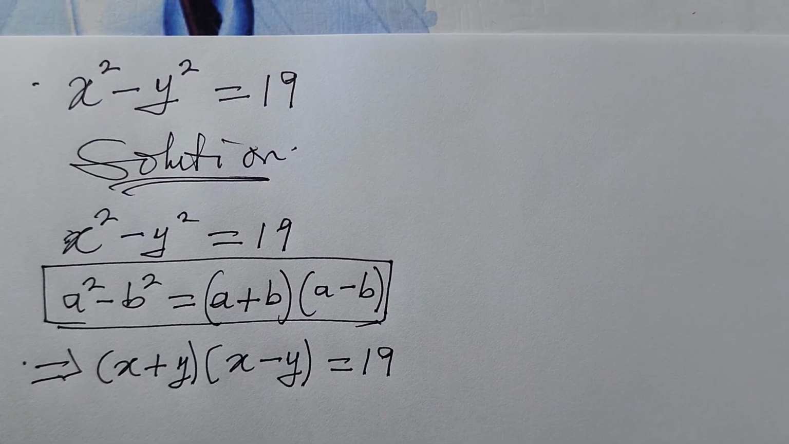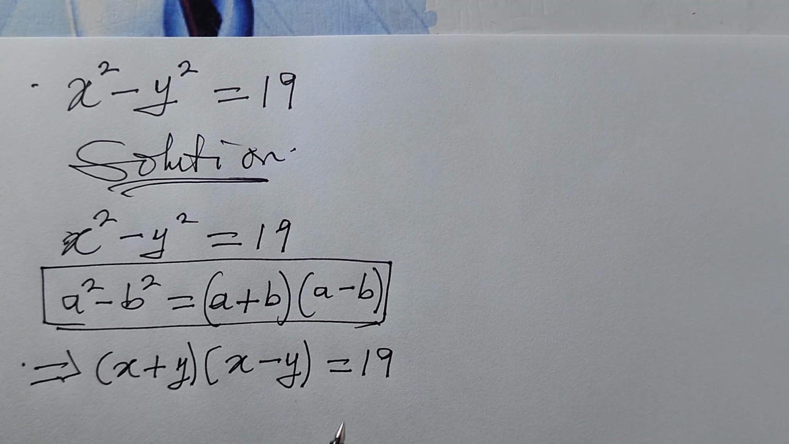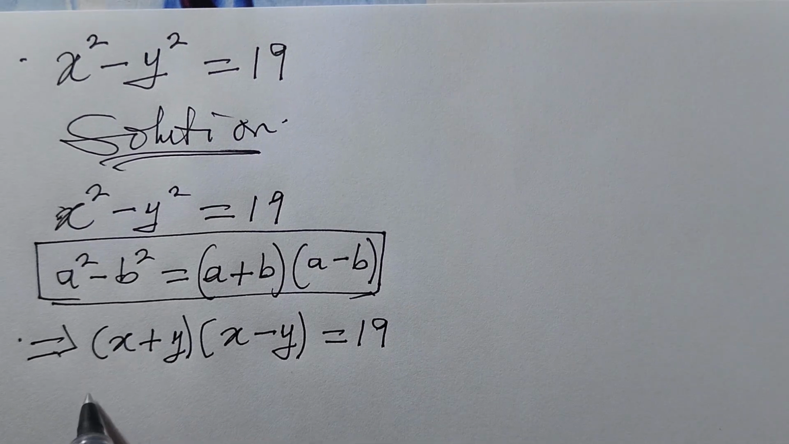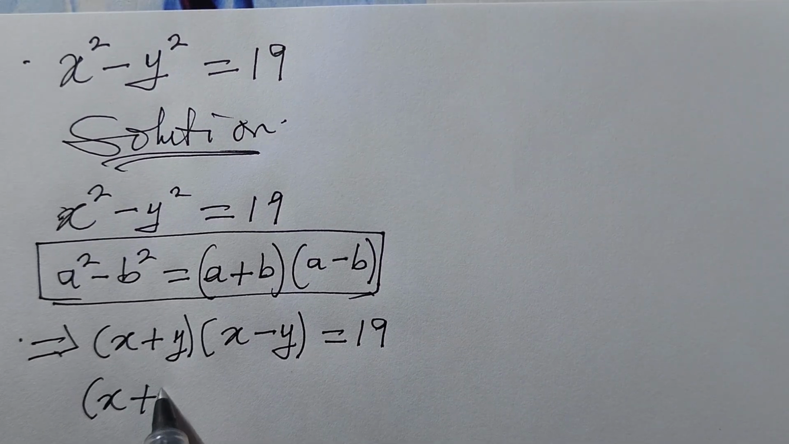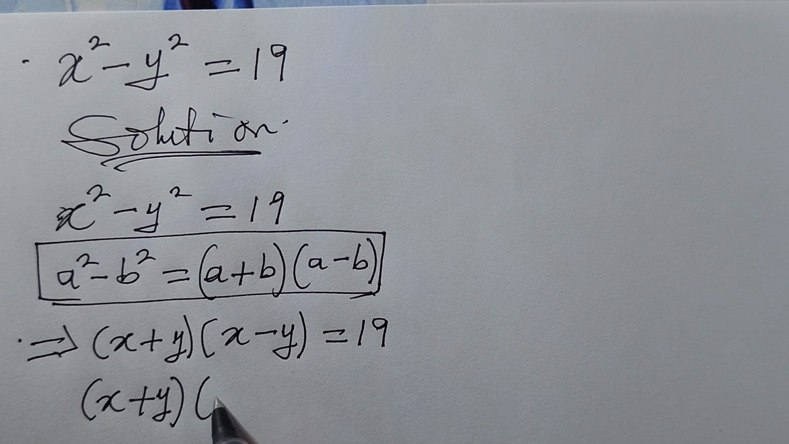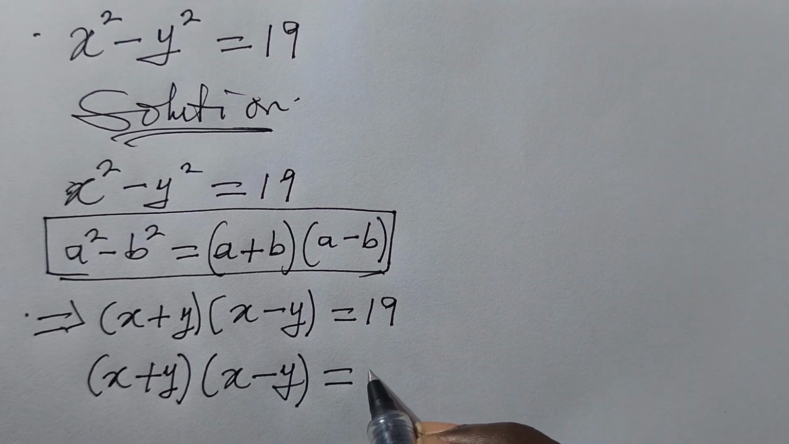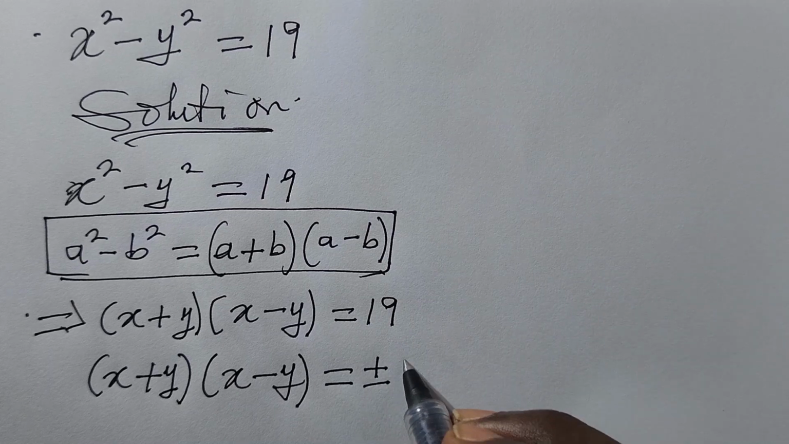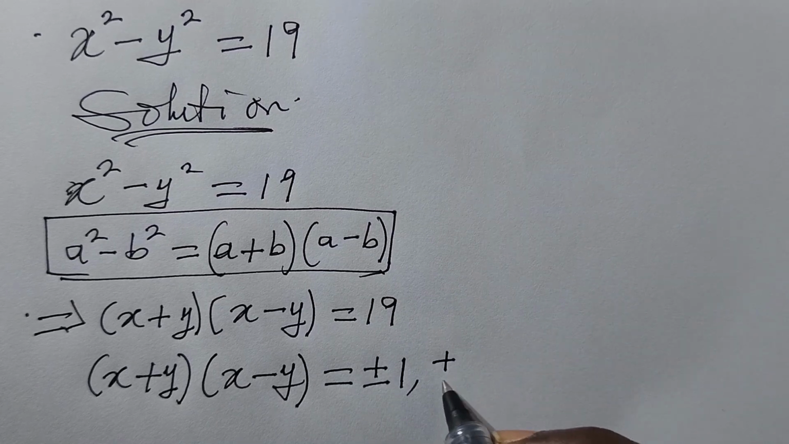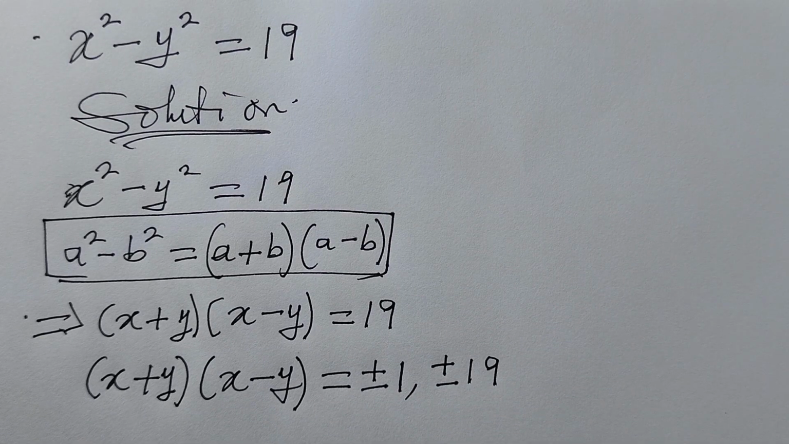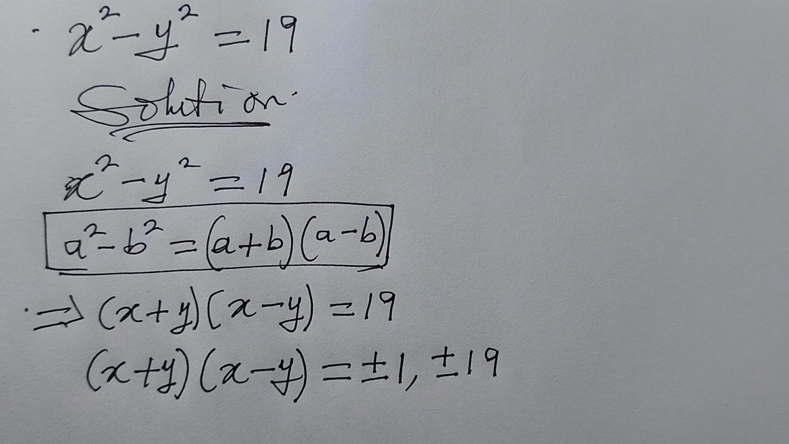Because we're having a product here, we have to factor this 19. And if we find the factors of 19, it's just plus or minus 1 and plus or minus 19. So our equation could be written as (x plus y)(x minus y) equal to plus or minus 1, then plus or minus 19. Easy. Okay, so what do we do next in this expression?